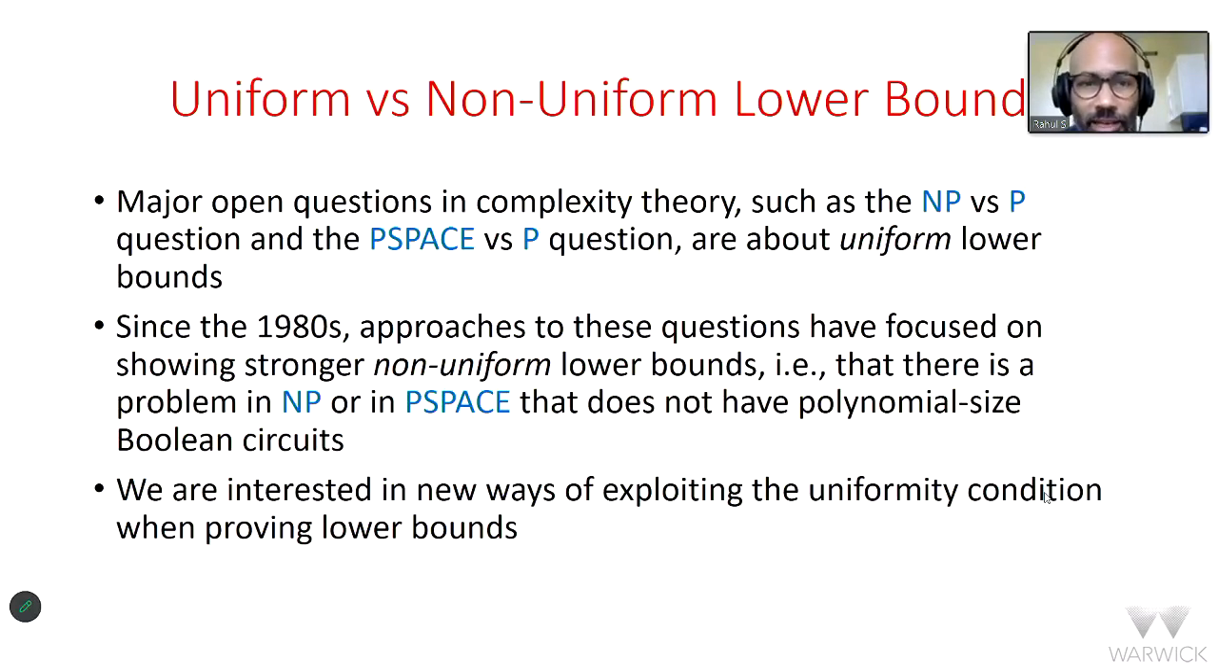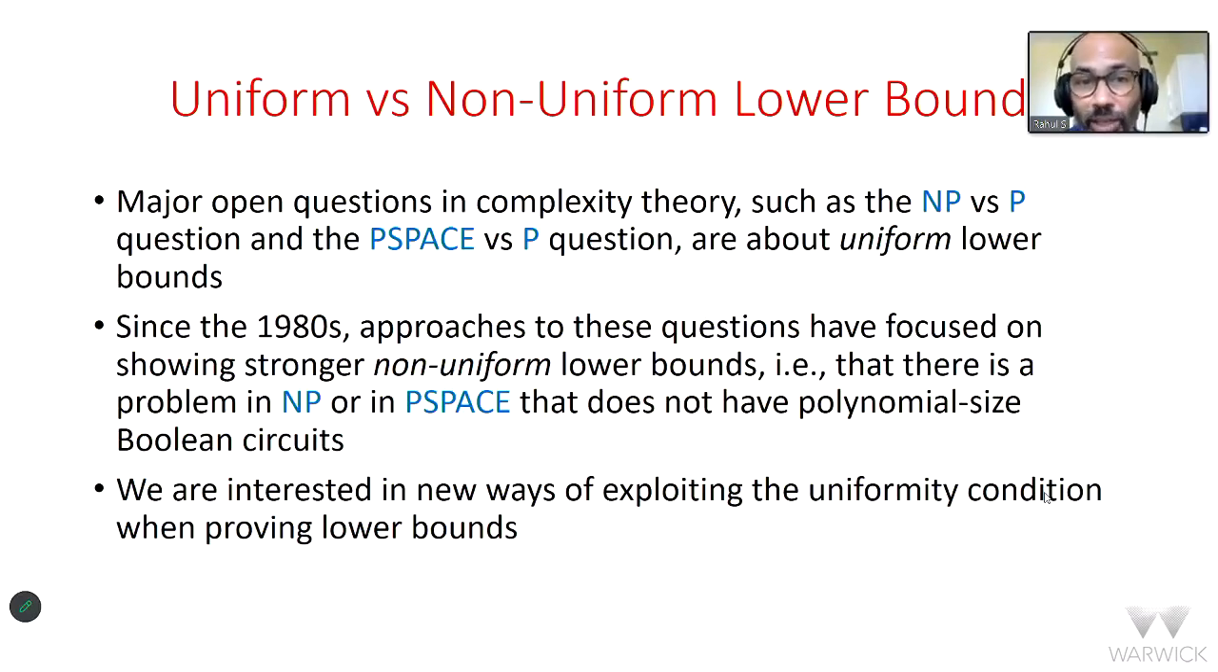Since the 1980s, the approaches to these questions have mostly focused on showing non-uniform lower bounds, because that seems like a mathematically nicer question to consider: general Boolean circuits and trying to argue about them. The attempts have been to show that there's a problem in NP or P space that doesn't have polynomial size Boolean circuits. And that's been approached mostly by considering weaker classes of Boolean circuits and proving lower bounds there. So what we're interested in doing in this work is revisiting this uniformity condition and seeing whether we can exploit it better when proving lower bounds.